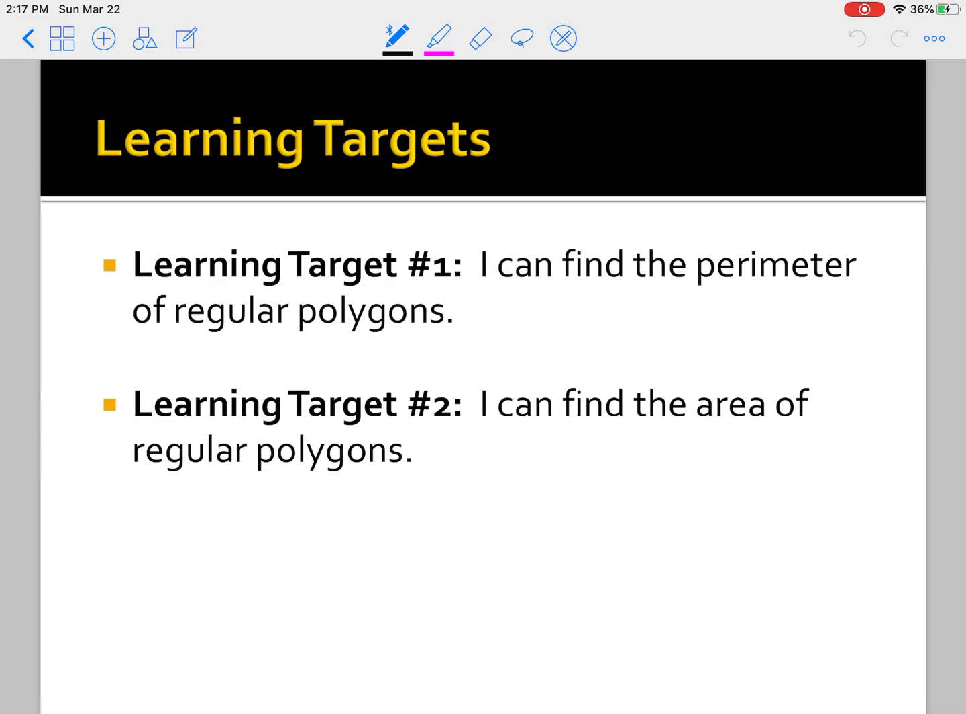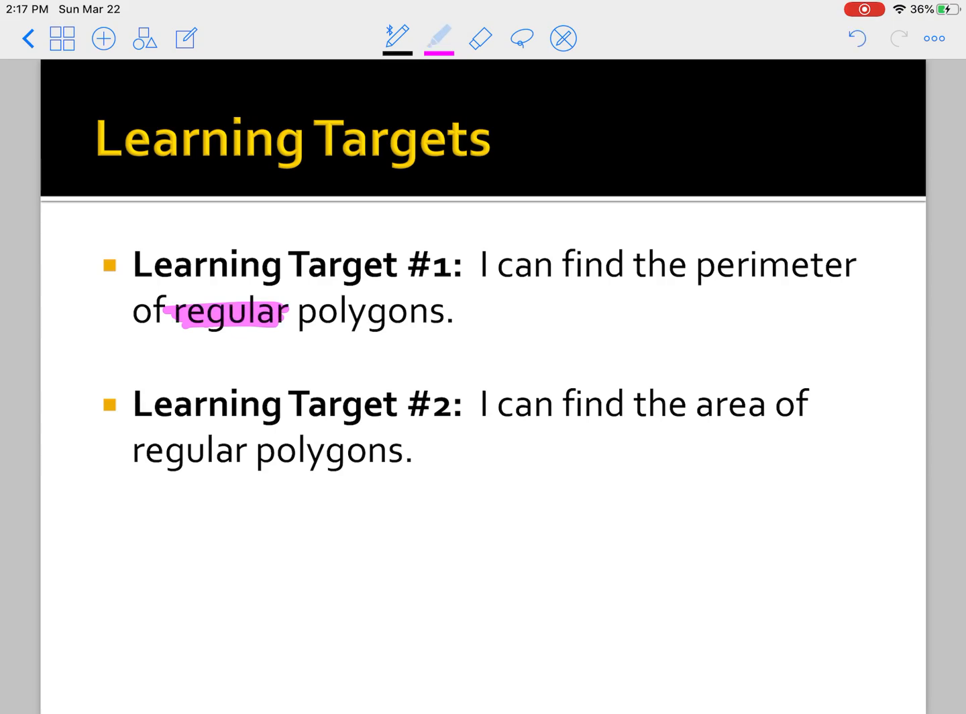Our learning targets. Learning target number 1, I can find the perimeter of regular polygons. Learning target number 2, I can find the area of regular polygons. Looking at the two learning targets, a couple of similar vocabulary words.